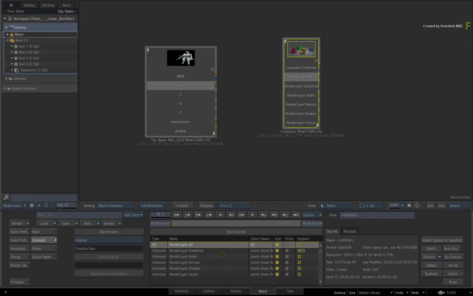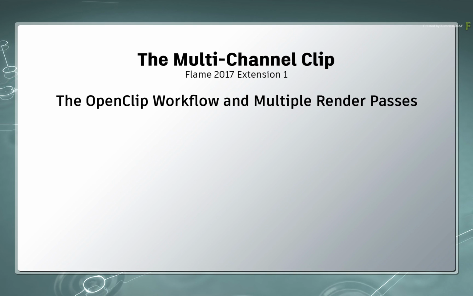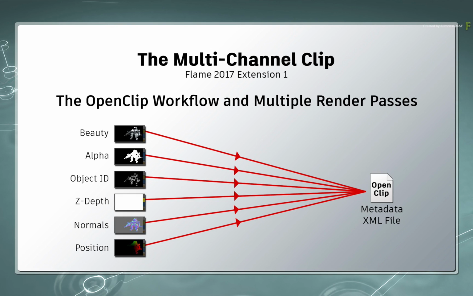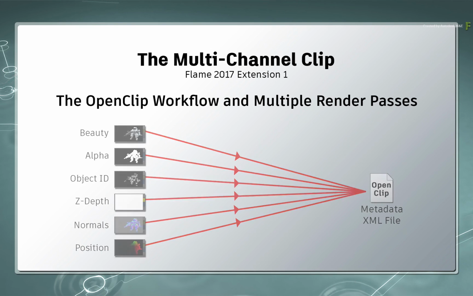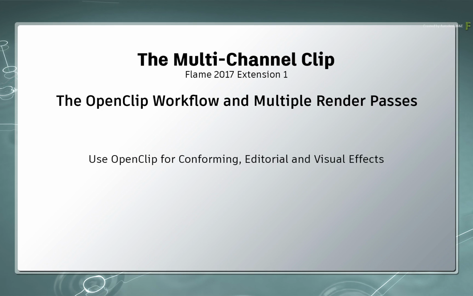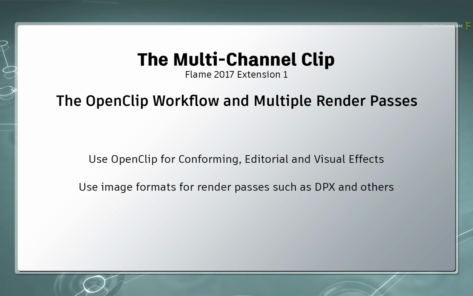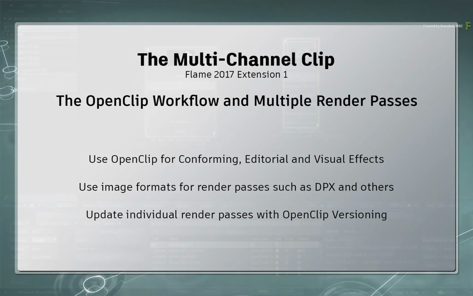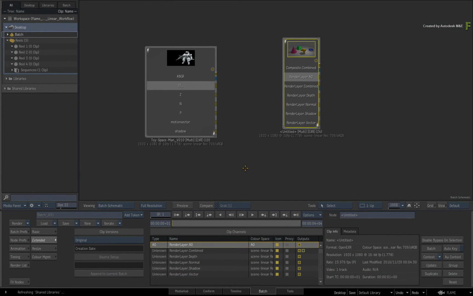Finally, the multi-channel clip also supports the OpenClip workflow, which allows you to create a single metadata file that can link to separate render passes if you prefer that workflow. This allows the same flexibility for conforming, editorial, and VFX. The other added benefits are that you can use other formats like DPX for render passes instead of just OpenEXRs. And you can also use the OpenClip versioning to update individual render passes without re-rendering every other render pass in the multi-channel set. I hope this has been informative and will help you make CGI multi-channel media easier to manage.